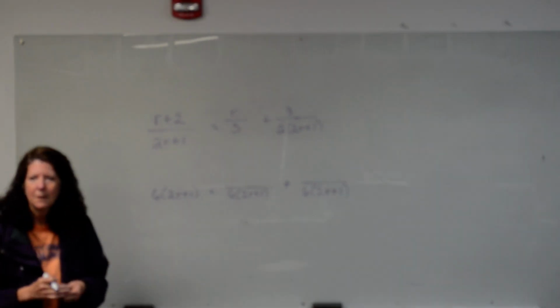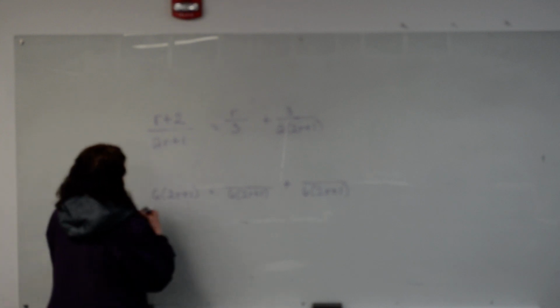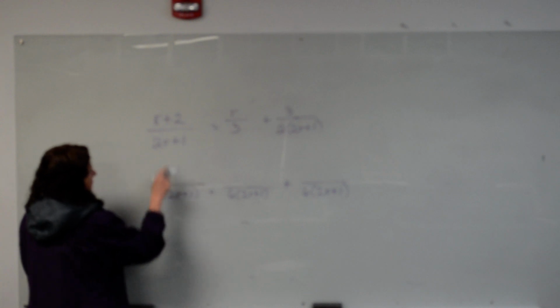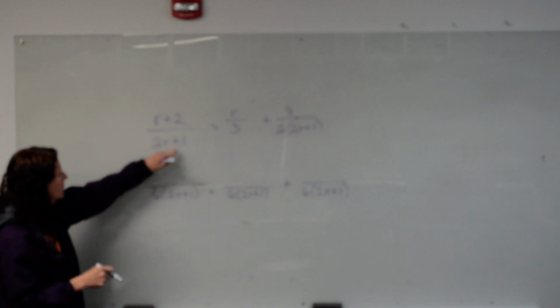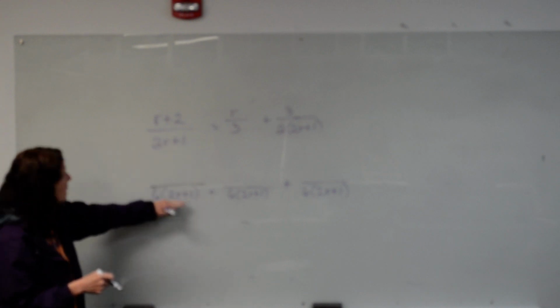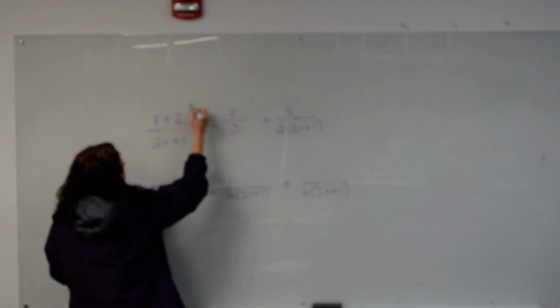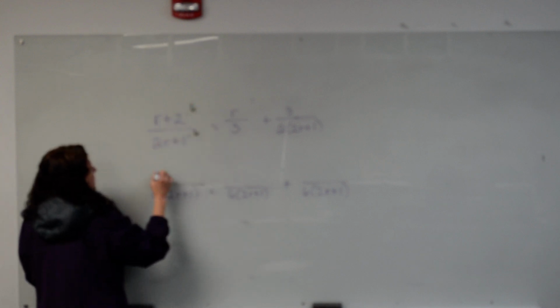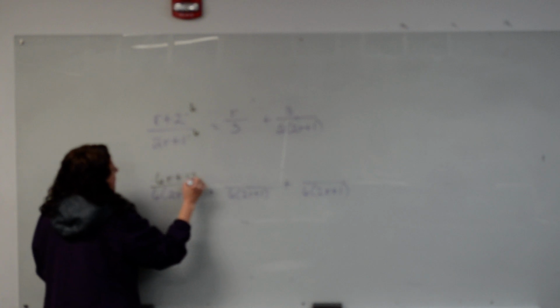Are you with me? Is this making sense? All right. What is this one missing? How do I make that 2r plus 1 equal to that? I multiply by 6, okay? So top and bottom by 6, so that's going to give me 6r plus 12 right there.